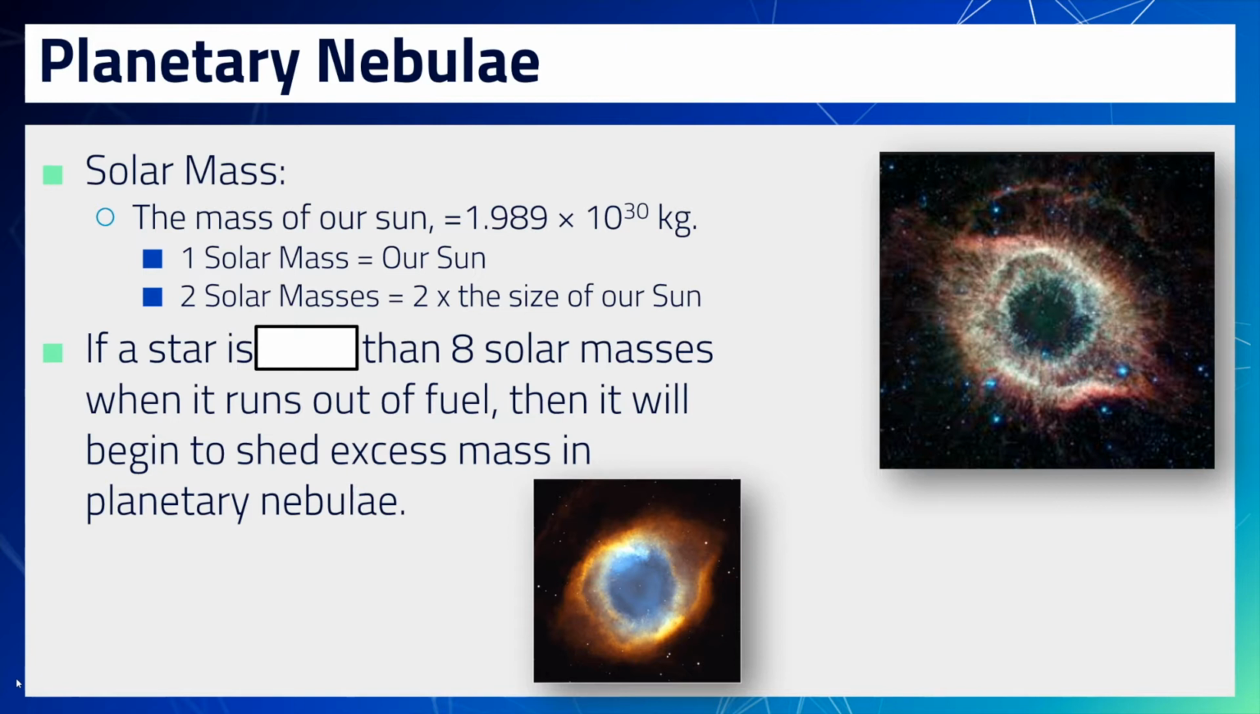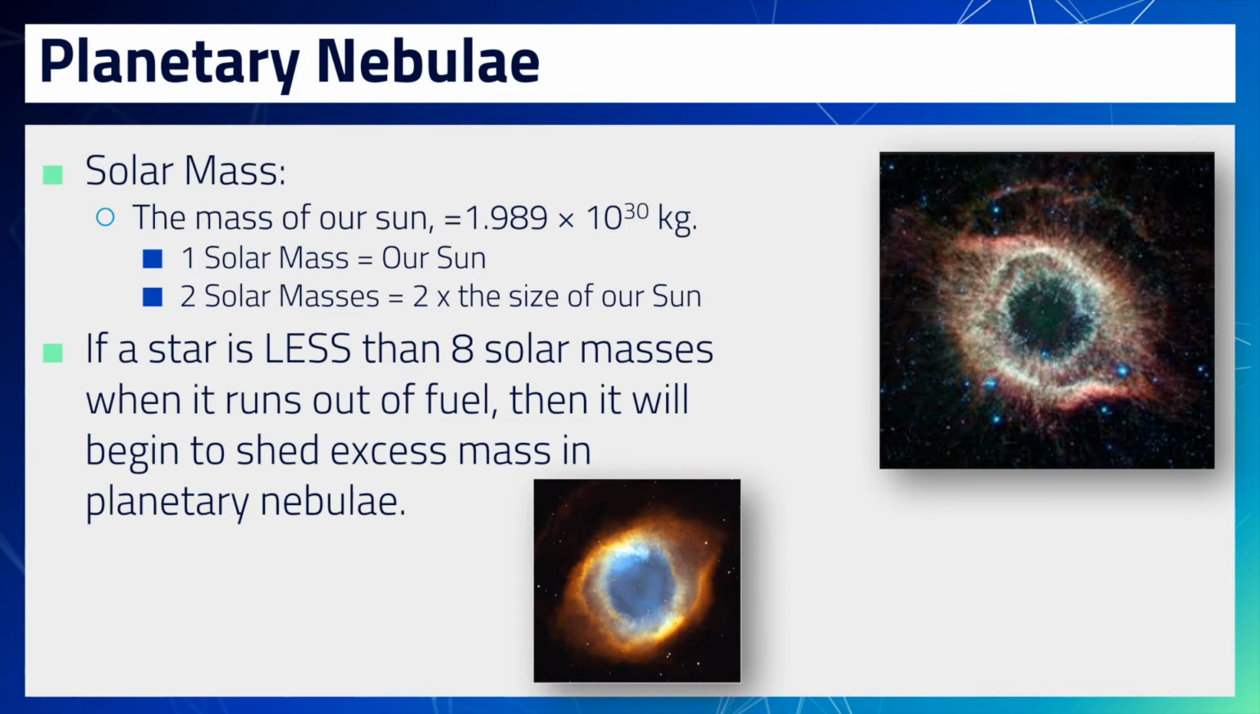So we've got our red giant, or a red supergiant. If it is less than 8 solar masses, so less than 8 times the size of our sun, that could be our sun would fit into this category. Something 2 solar masses, 3 solar masses, they would all fit into this category as well. Stars of this size, when they run out of fuel as red giants, they then start to shed their excess mass in something called a planetary nebulae. All right, so that's what these pictures on the screen are.